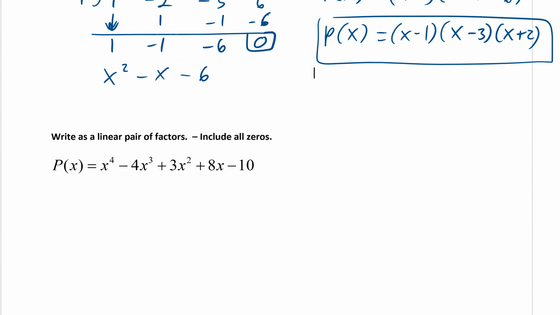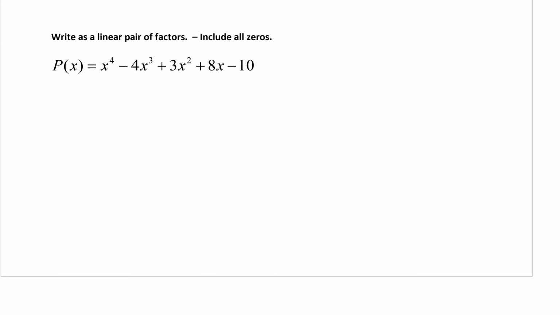Okay, so why they're calling it now linear pairs of factors is you also have irrational and imaginary factors. It's not just factor until you can get nice rational zeros. So on this one, we have a degree 4. So if you remember, to get this down to a square, we have to find 2 zeros. So we're going to plug it in our calculator, and we got to find 2 zeros to use.